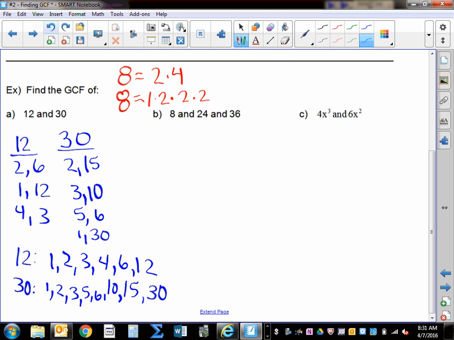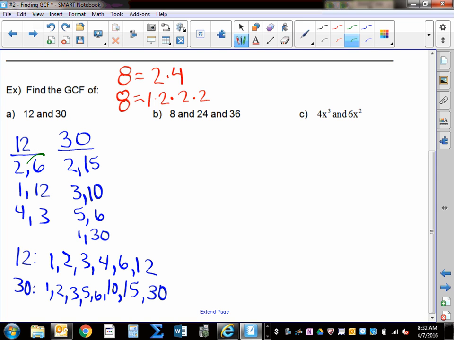These are factors. If I take 2 times 6, that gives me 12. If I take 3 times 4, that gives me 12. If I take 1 times 12, that gives me 12. These are my factors. Alright, so now I want to find the greatest common factor, the largest one that they both have. And what would that be?